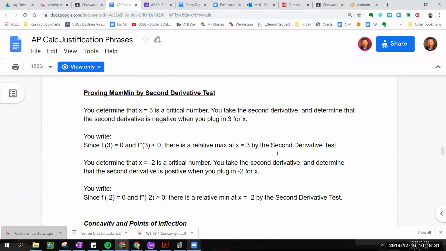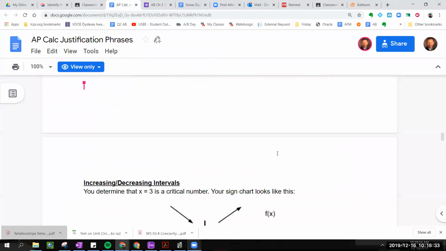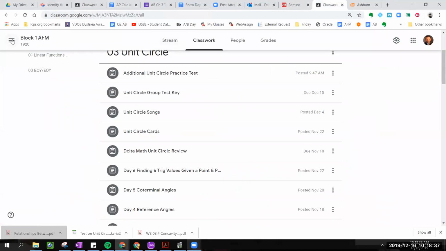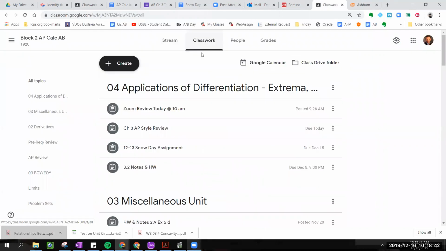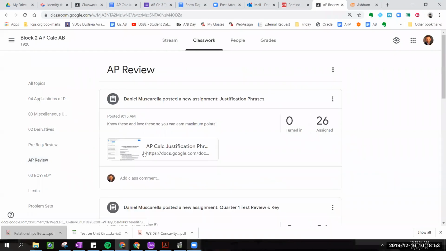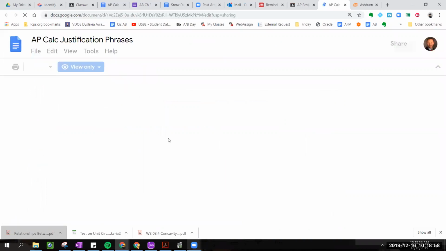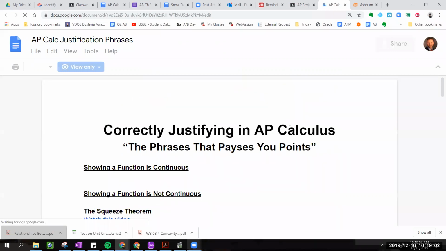But anyway, just real quickly, I wanted to show you guys. I put a link in Google Classroom for you to practice the justification phrases. If you go to Classwork, one way you can narrow that down is over here on the left, where you'll see all of the topics. I put it in the AP Review, and there's a link there that says AP Calc justification phrases. When you click on that, those are the really specific things to say.